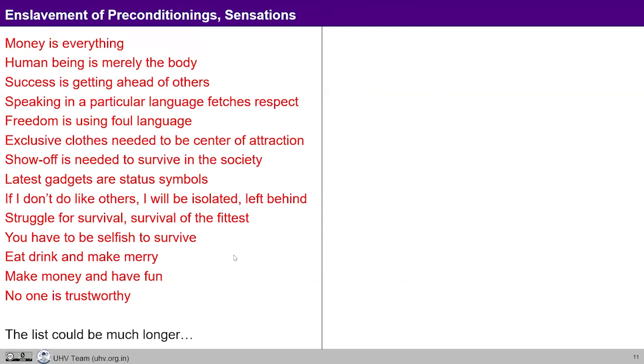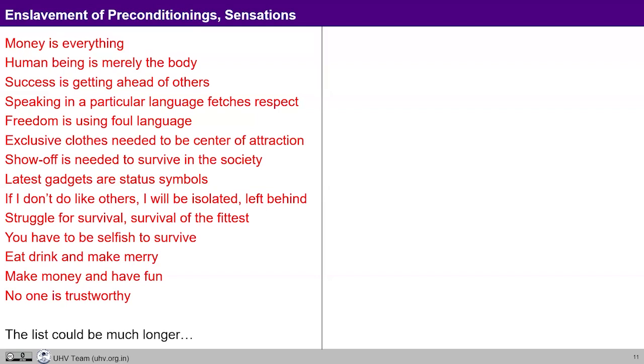Okay. So money is everything. Human being is merely the body. Success is getting ahead of others. Speaking in a particular language fetches respect. Freedom is using foul language. Exclusive clothes are needed to be the center of attraction. Show off is needed to survive in the society. Latest gadgets are status symbols.